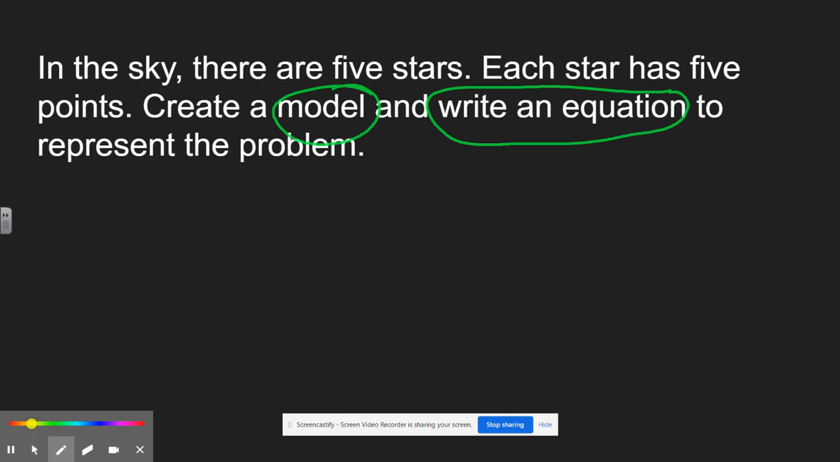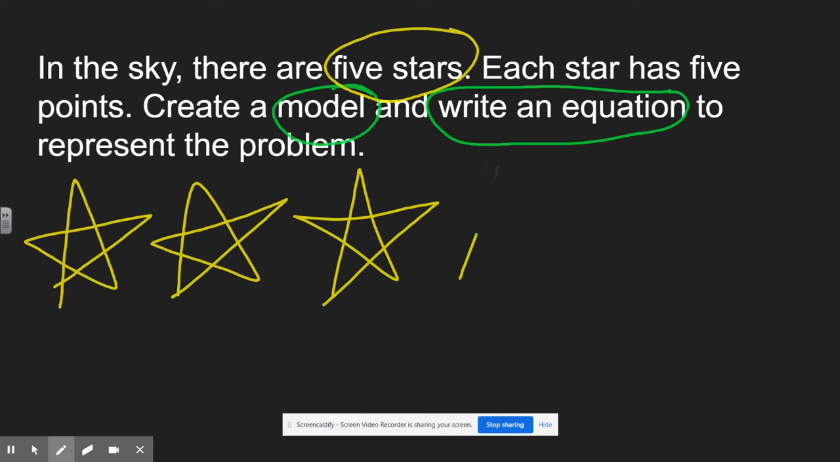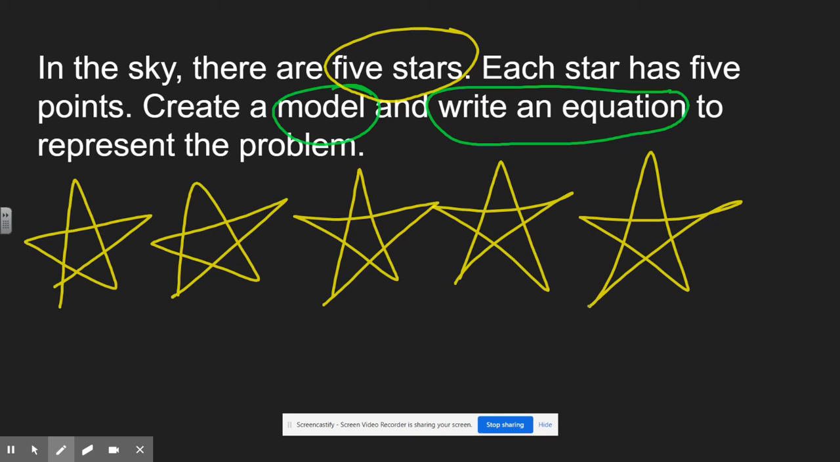Let me get yellow for stars. Remember, they were saying there's 5 stars. So I'm going to draw 5 stars. 1, 2, 3, 4, 5. Each star has 5 points. Let me check to make sure I did that. 1, 2, 3, 4, 5. So now that I have made my model, I can check that off.